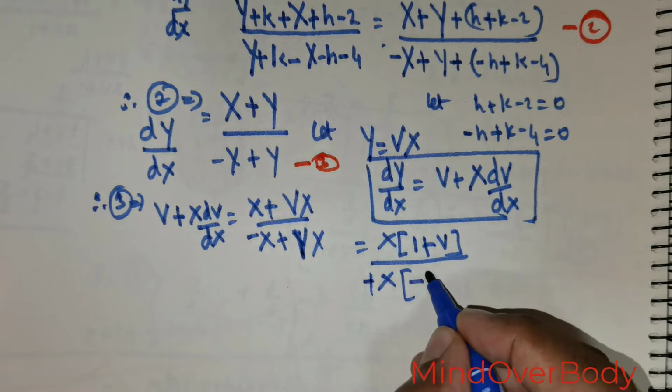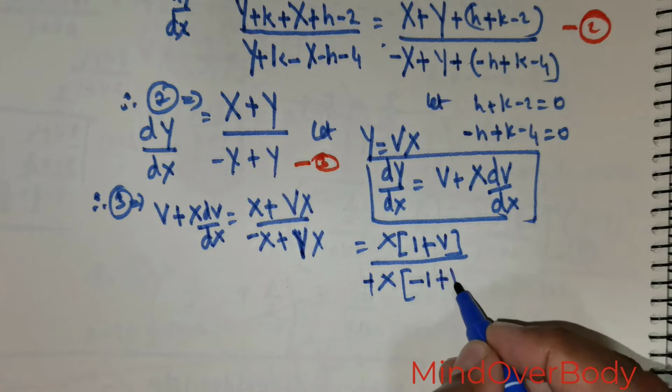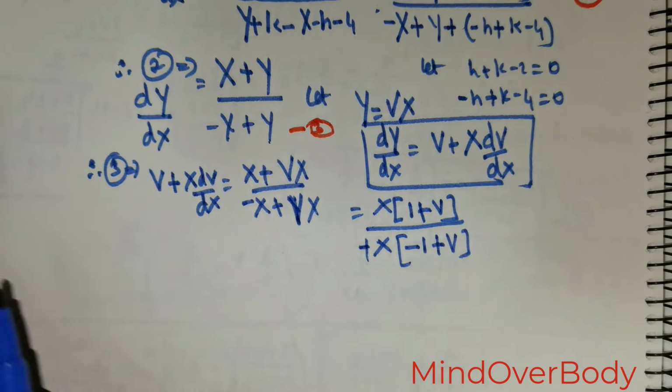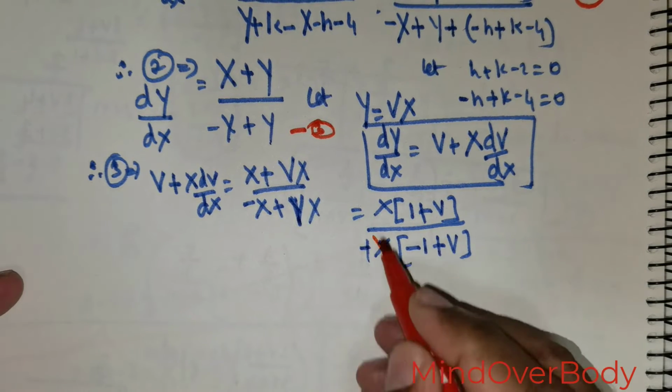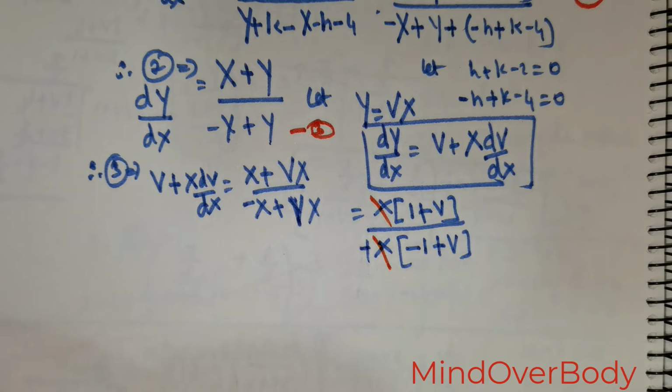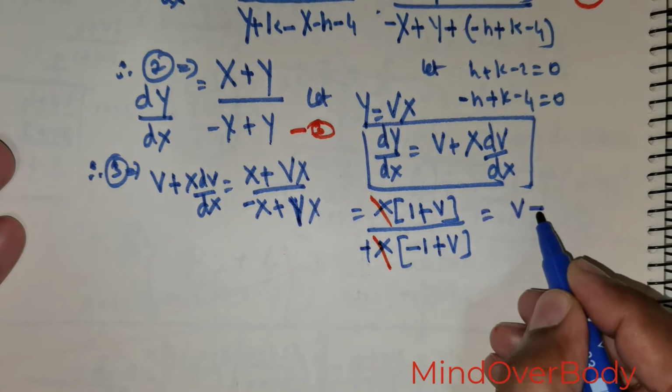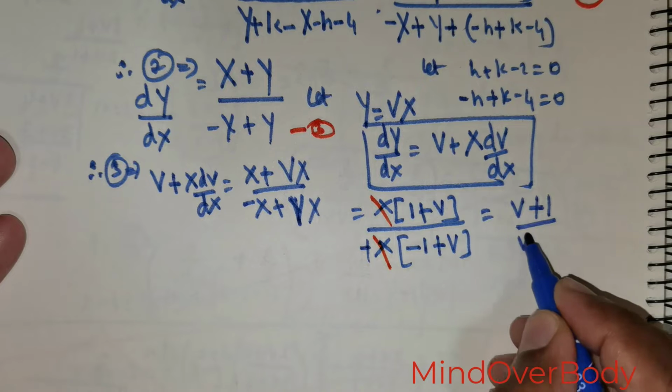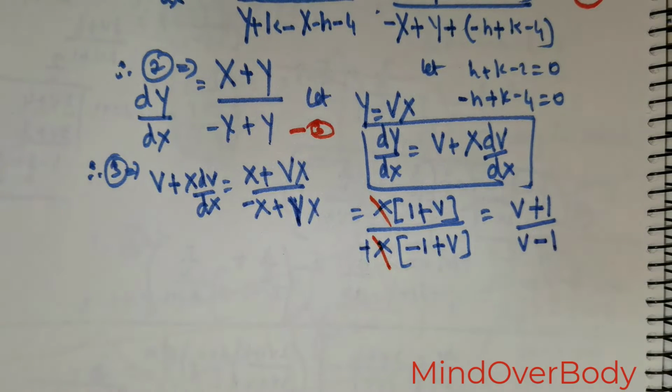So this is going to be negative 1 positive v. So this is what I've got. So clearly the x's get cancelled, and I'm going to write this as v positive 1 divided by v negative 1. So this is what I've got.